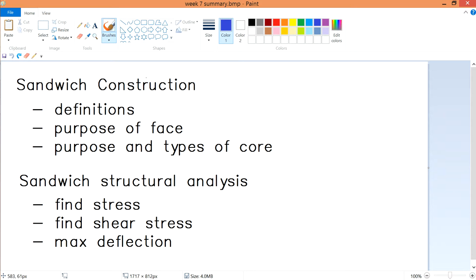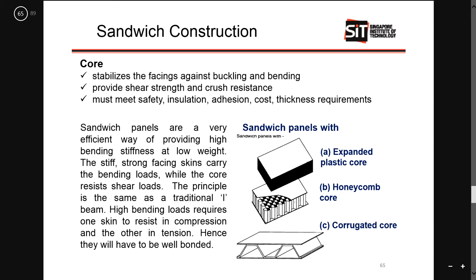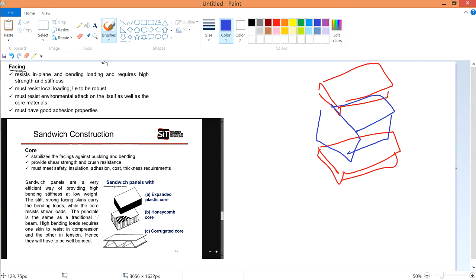In the previous video, we talked about the definitions and the purpose of the face. Now we talk about the purpose and types of core. Alright, let's go on to this page. Similar to the facing, the red color one, there are two faces and one middle core. The core itself also stabilizes the facing, meaning it gives the facing support against buckling and bending.